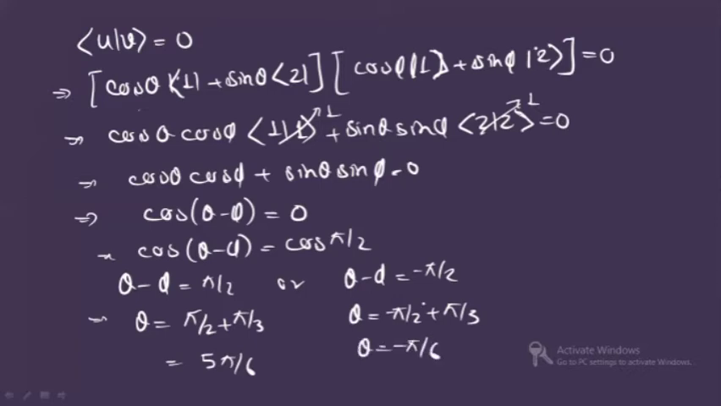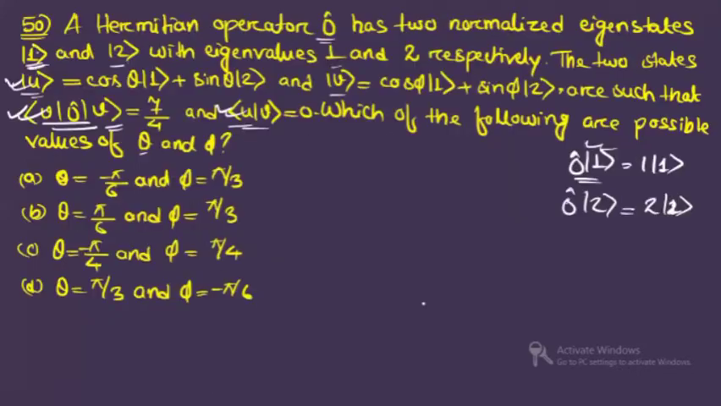Right? So you are having the value of phi as pi by 3. So first let's check the value of phi. Phi is equal to pi by 3. It is in option 1 and option 2. Next you are having the value of theta. Theta is equal to either minus pi by 6 or 5 pi by 6. Now if you see, in both of these there is no 5 pi by 6, but you are having minus pi by 6. So the correct option is option A. Clear? So this is how you can find. Let's see the next question now.